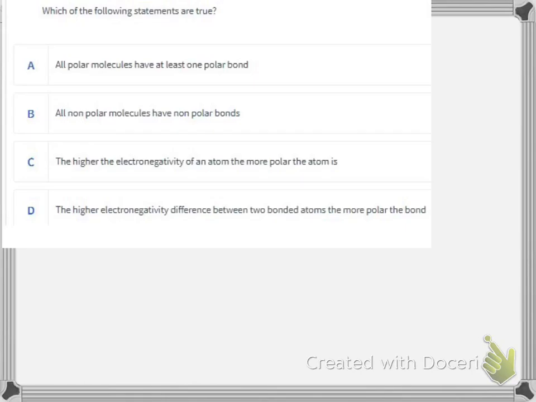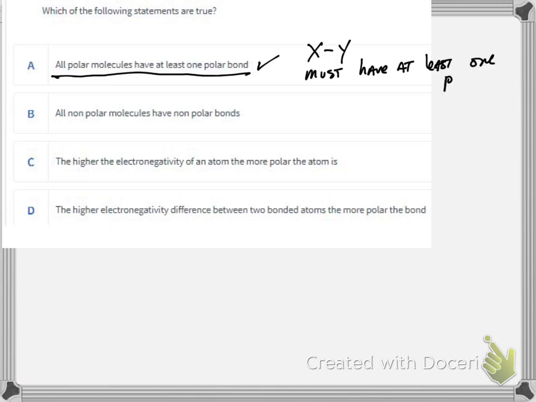Okay, so which statements are true here? The first one is: all polar molecules must have one polar bond. And that's fairly reasonable, given that there has to be some difference in energy in the bond, right? So there has to be at least one bond that's weaker than the others. And because of the difference in energy, how electrons are spending time around one atom versus another, that's what leads to the polarity. So at least one bond has to be polar.